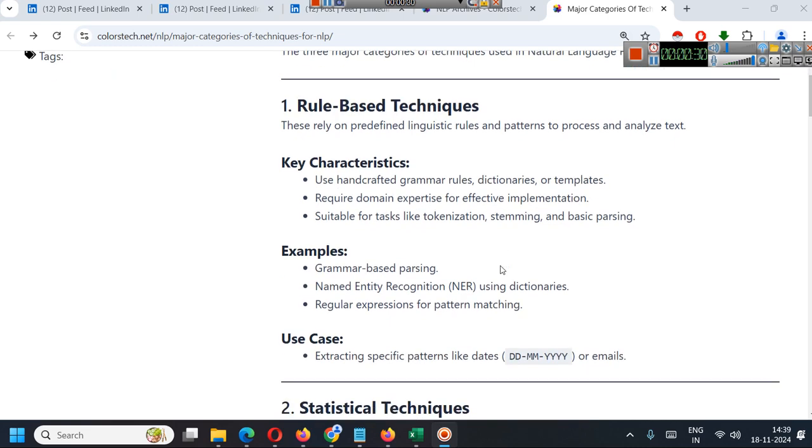Key characteristics for rule-based techniques are: they use handcrafted grammar rules, dictionaries, or templates. They require domain expertise for effective implementation, and they are suitable for tasks like tokenization, stemming, and basic parsing that you saw in the playlist in the previous videos. Some examples are grammar-based parsing, named entity recognition using dictionaries, and regular expressions for pattern matching, which we did in the previous video.